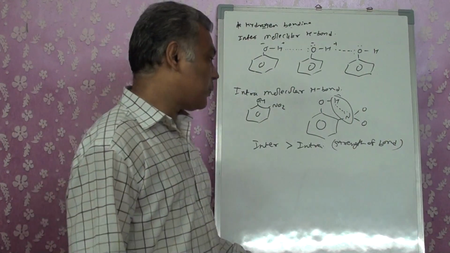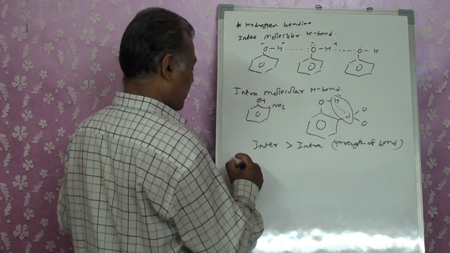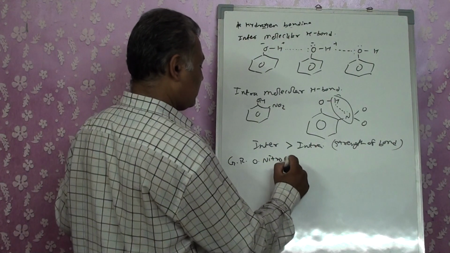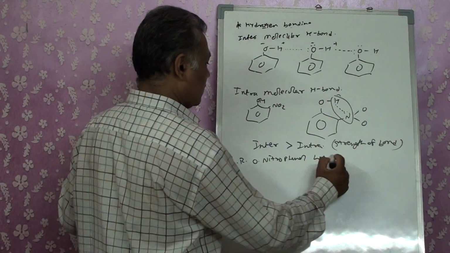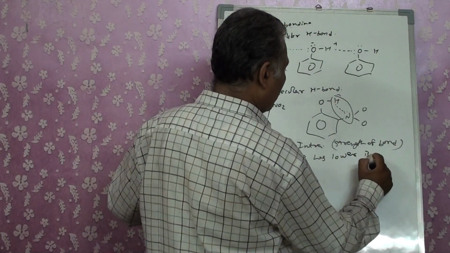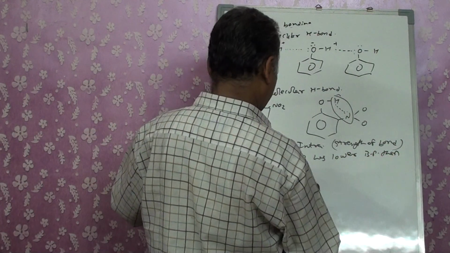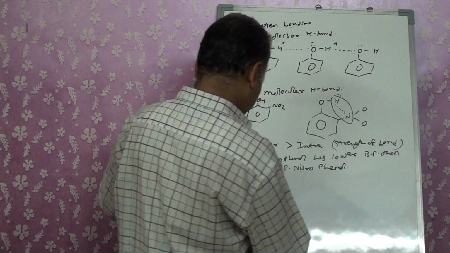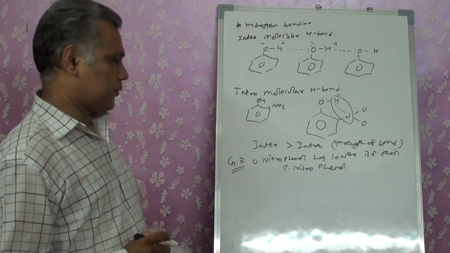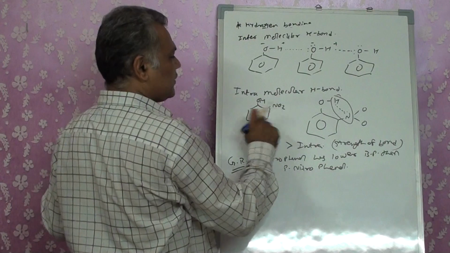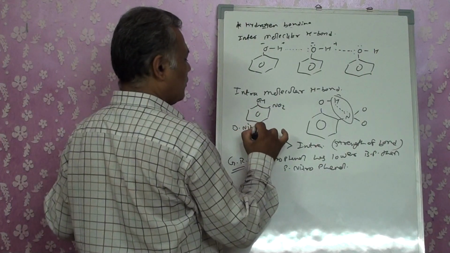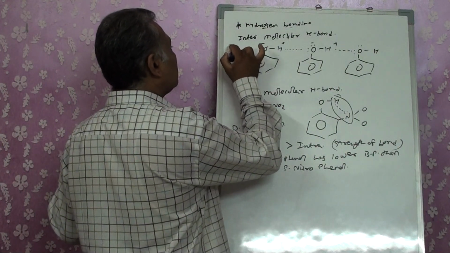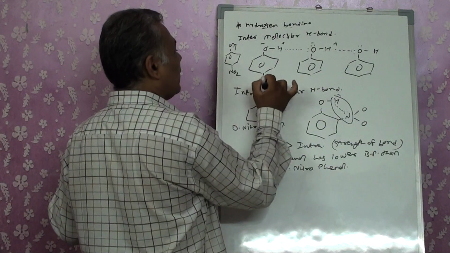Other than that, one specific give reason, that is orthonitrophenol has lower boiling point than paranitrophenol. Particularly many times this give reason has been asked. Orthonitrophenol means this is orthonitrophenol. When I write it as paranitrophenol, I will get NO2 here.